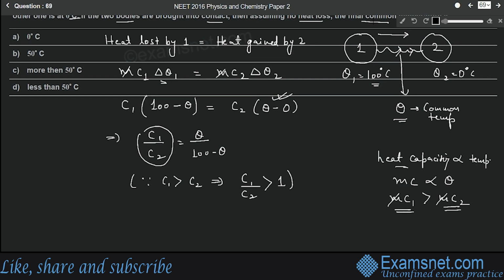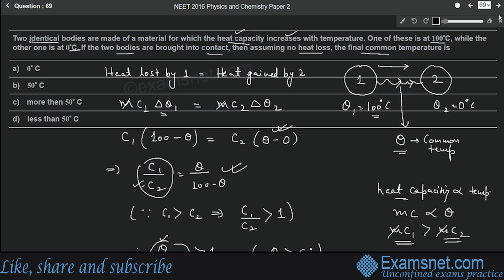So when C1 by C2 is more than 1, the right hand side will also be more than 1. Therefore theta upon 100 minus theta will also be greater than 1. Now for what value of theta will this whole value be more than 1? It is only possible when theta is more than 50 degrees. You can put different values of theta and check. If you keep any value of theta less than 50, then this value will become less than 1. So it has to be more than 50 degrees. That means option C, more than 50 degrees Celsius, will be the correct answer.